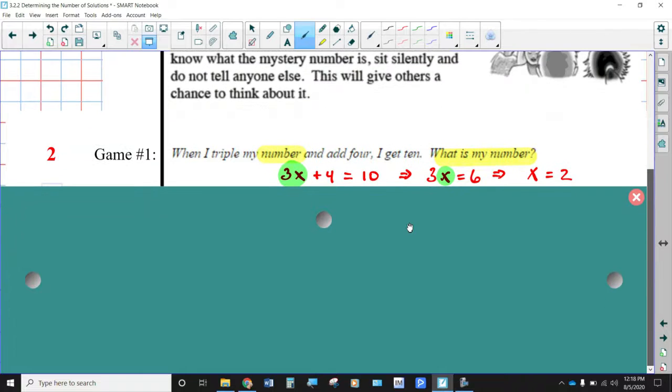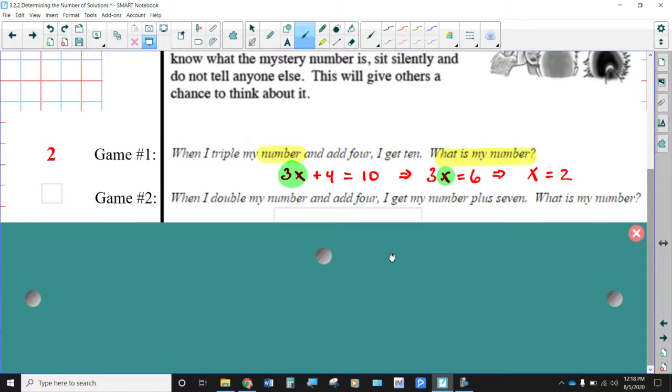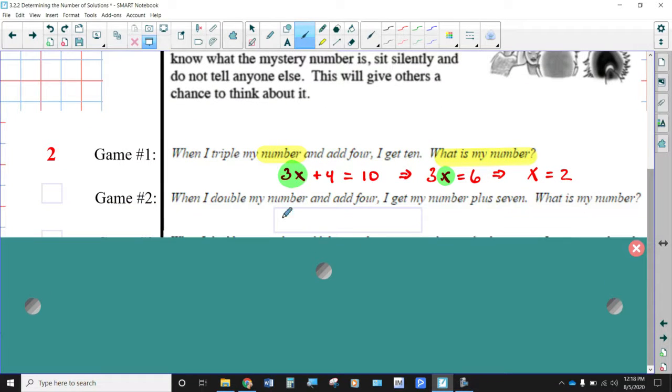All right, so let's see if you can do this one on your own. This one's a little bit more complicated. It says, when I double my number and add 4, I get my number plus 7. Okay, so what is your variable? Your variable, once again, is your number that we don't know. So you're going to double the number, add 4, then you're going to get, remember that "I get" was the same as the equal sign, my number plus 7. So go ahead and write down that equation and see if you can figure out what the solution is.